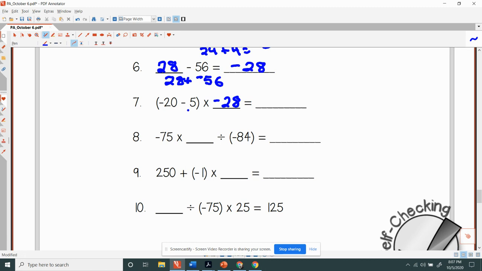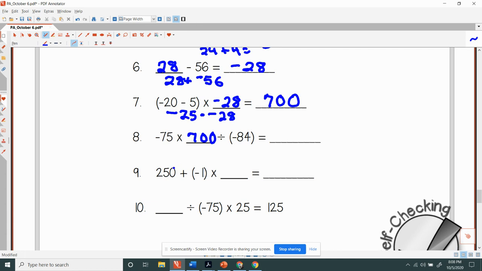Now let's do the parentheses first. 20 minus 5 is 25 and negative 25 times negative 28. A negative times a negative is a positive, so that would be positive 700. Now the 700 goes down here.